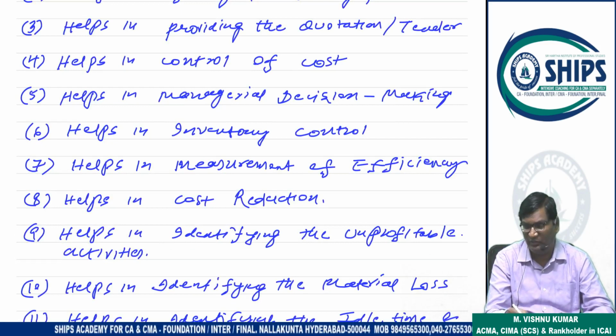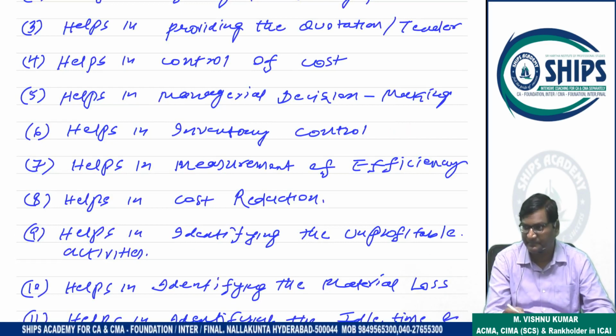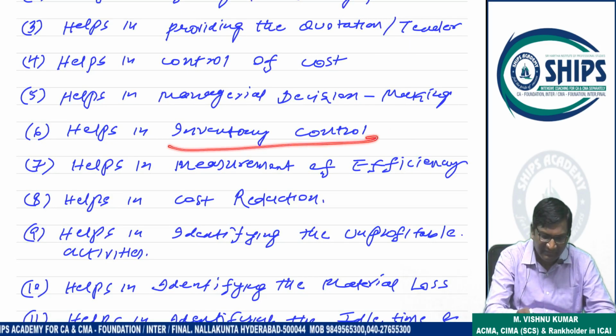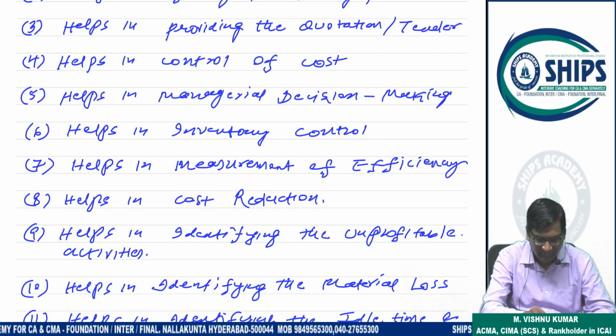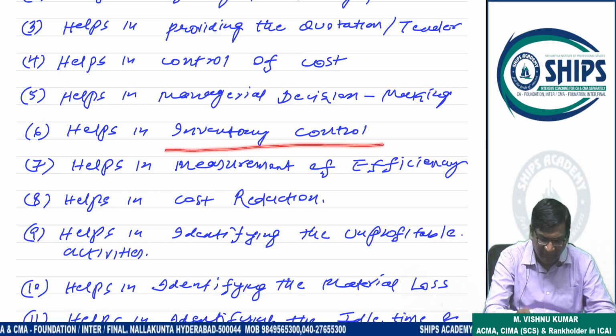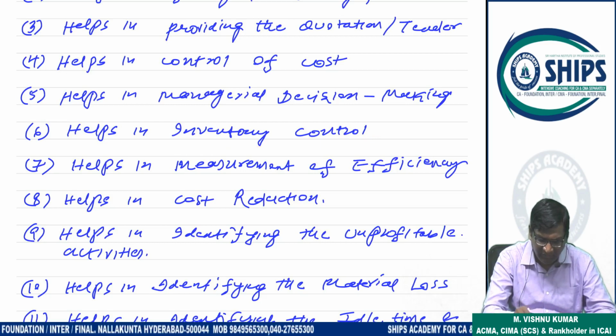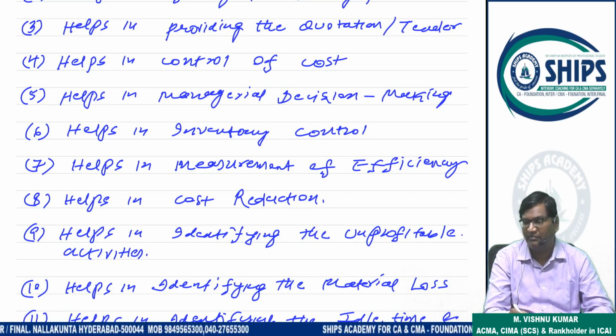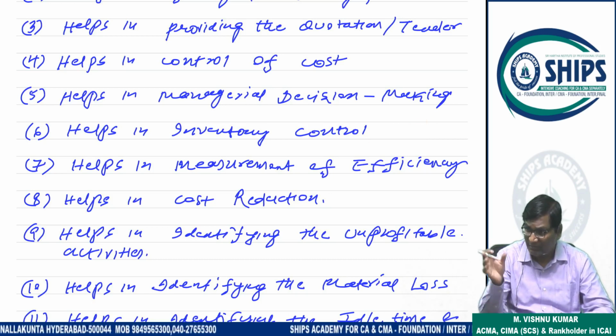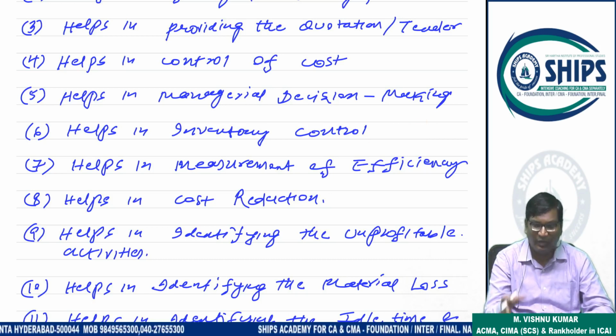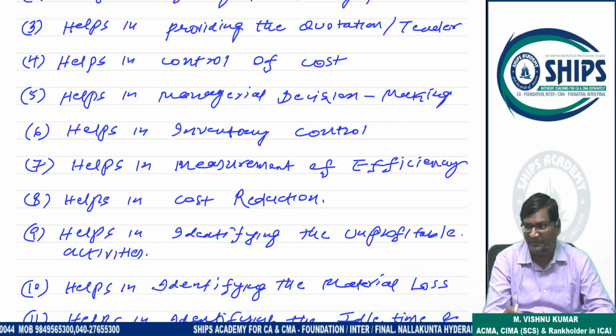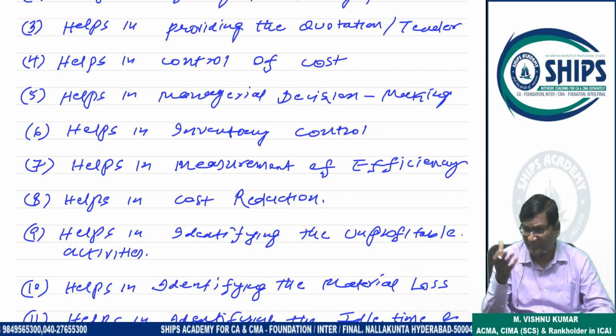Next is inventory control. This point will come in the direct material chapter. Inventory control is also very important. Inventory control means wastages also we have to control, cost also we have to control. How cost will be controlled, how wastages will be controlled, we discuss in the direct material chapter, because we have a separate chapter on that.